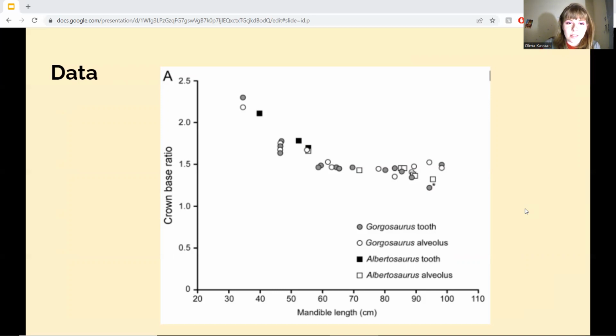I included this graph from our extinct animal paper because although it is not directly related to our main theme today, it gives you a sense of how thorough the authors were in their experiment. What we are looking at here is that the crown to base ratio, which can be thought of as how pointy the tooth is, tends to go down as the animal's jaw gets bigger, which is an indicator of how big the animal is overall.